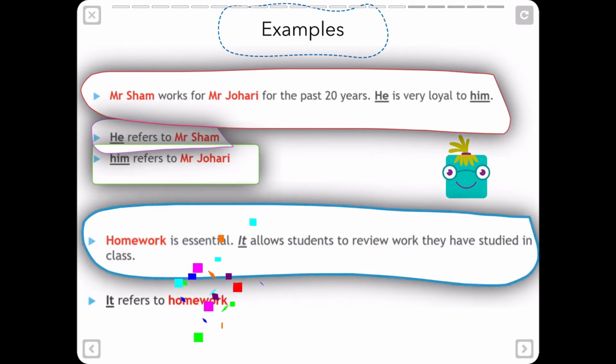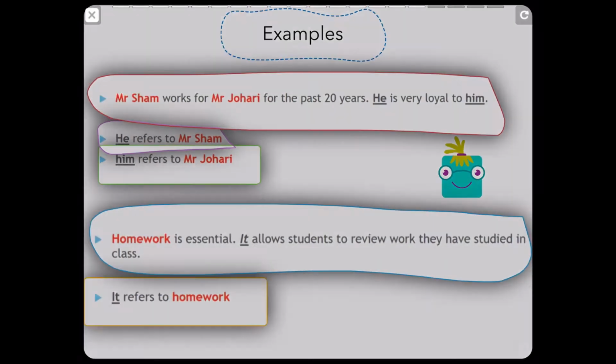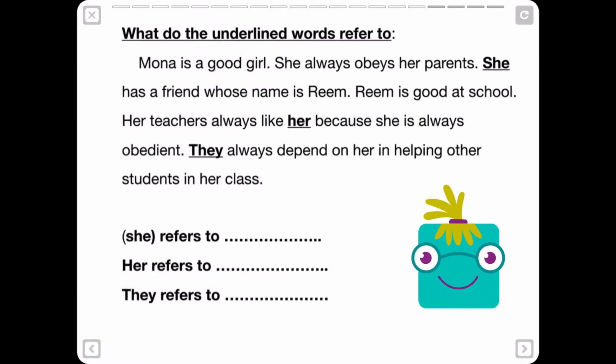Homework is essential. It allows students to review works that they studied in the class. "It" refers to the homework. Yes, excellent. Here is an example. We want you to read the passage and after that find out what the pronouns refer to.